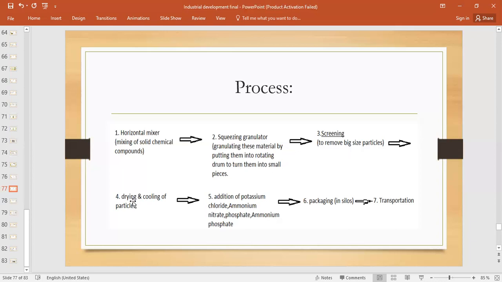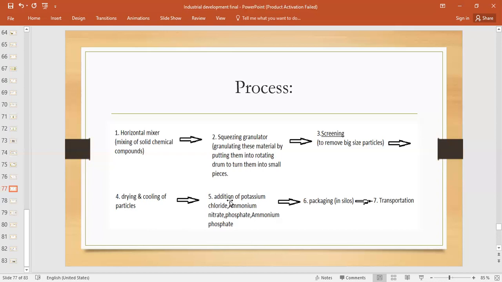Then after that, drying and cooling of the particles is the fourth step, right? Drying and cooling all the mixture, all the particles that are left out, the smaller, fine particles, I must say, right? Then the fifth one: after the drying and cooling of those particles is done, right, in this fifth stage, potassium chloride, ammonium nitrate, phosphate, and ammonium phosphate, all these chemicals are added to those particles, right?